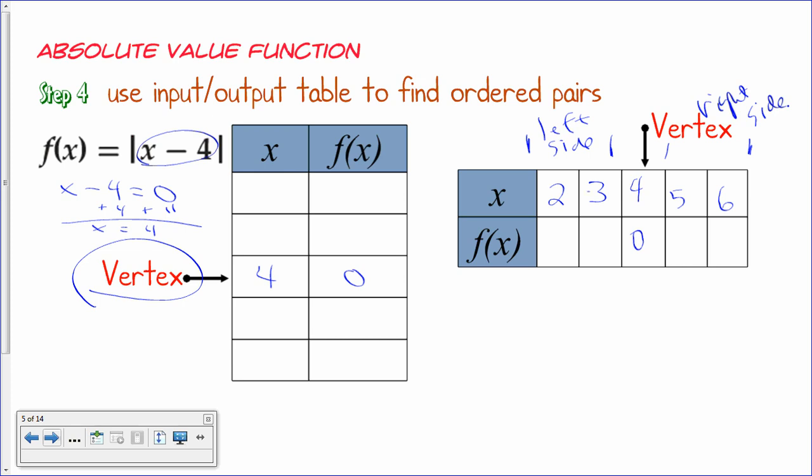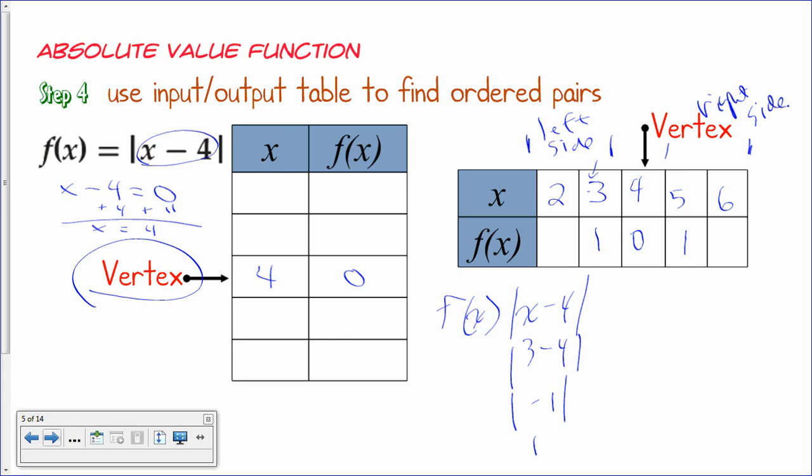You see what I'm getting at? Okay, so I'm going to go back to my original f of x equals absolute value of x minus 4. What's the first number that I put in? What's my first input? I'm going to use 3. So 3 minus 4 is giving me negative 1. What's the absolute value of 1? Or negative 1. So 1 goes there. What's it going to be on this side? 1. It's the same thing.